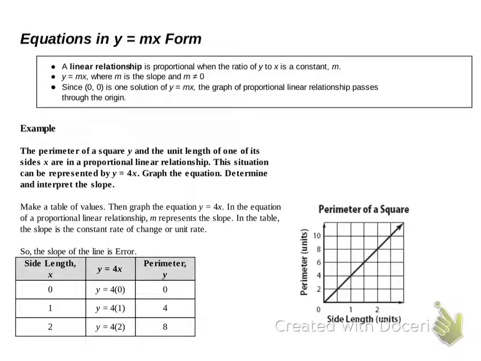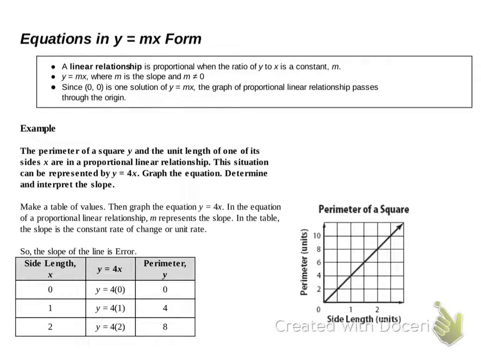So here we go. We're talking about a linear relationship. Remember, when we talk about a linear relationship, that's a constant rate of change that is the same throughout. So it has to be linear to be able to write it in an equation. So that's what we're doing today.